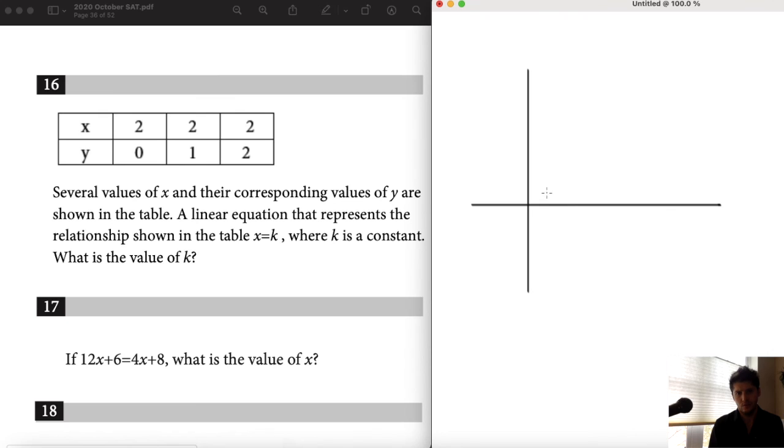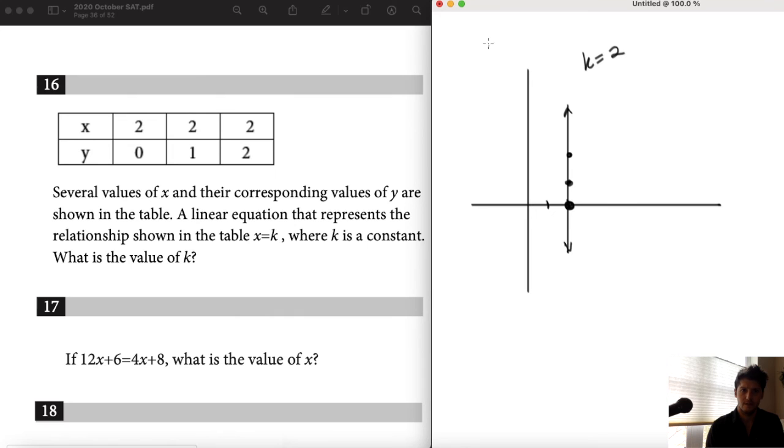When x is 2, y is 0. When x is 2, y is 1. When x is 2, y is 2. It appears like we have a line. I can't draw that very well. Seems like we have a vertical line at x equals 2. So k is 2 on number 16.